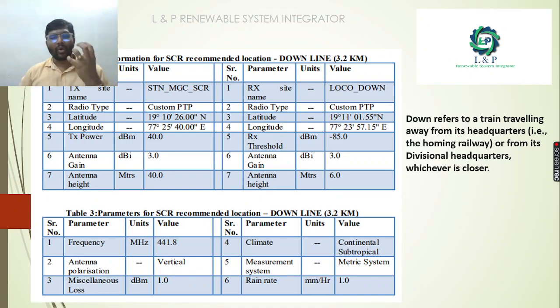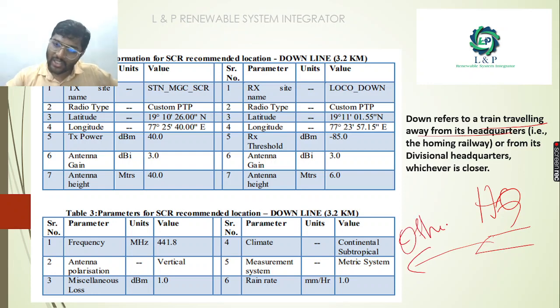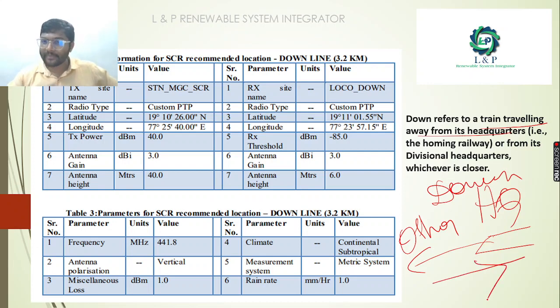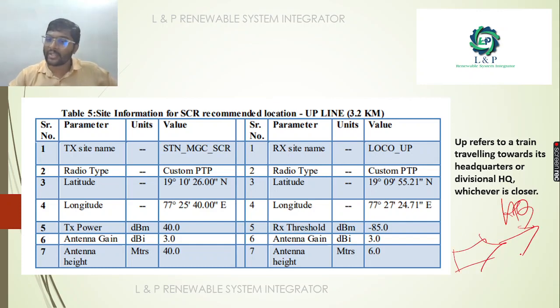And what is this downline? Downline here refers to a train traveling away from the headquarters. This is the headquarters. If a train moves from the headquarters to another location, it will be considered as down. If the train is moving towards the headquarters, coming from the other station, it will be considered as up.